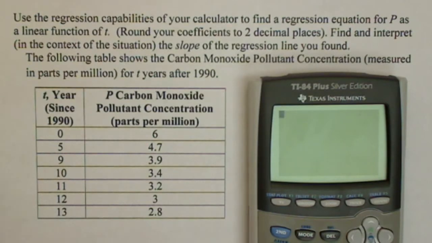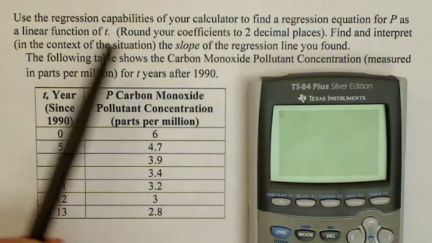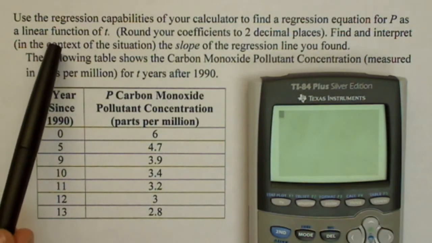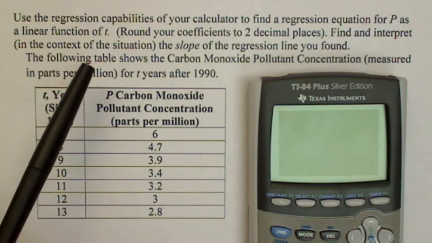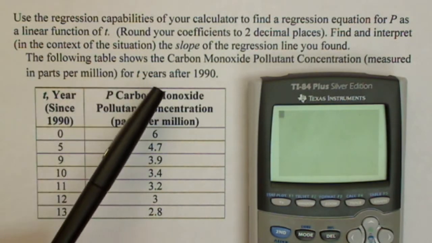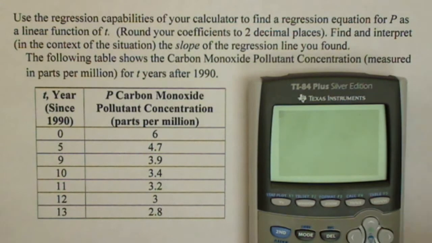In this video, we're going to use the regression capabilities of our calculator to find our regression equation for p as a linear function of t. We'll just round our coefficients to two decimal places. And then in the context, we're going to interpret the slope of our regression line.